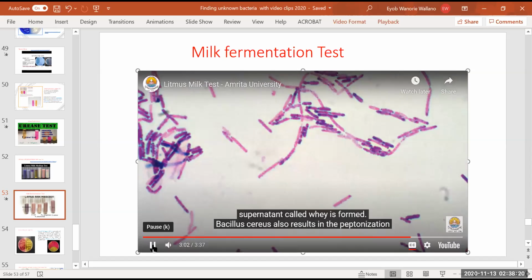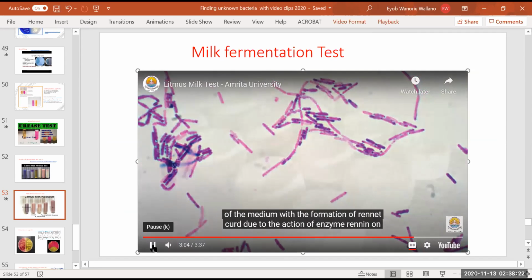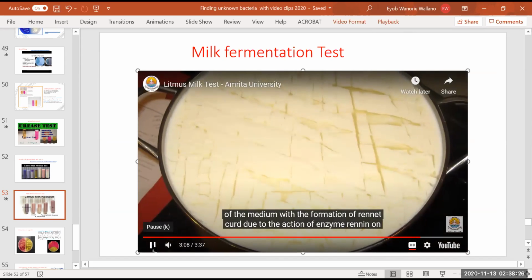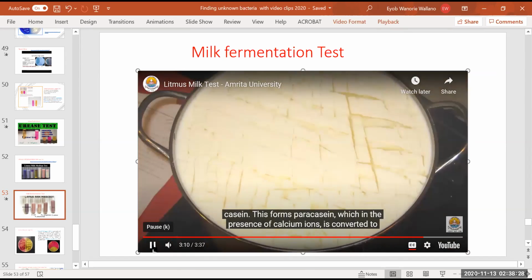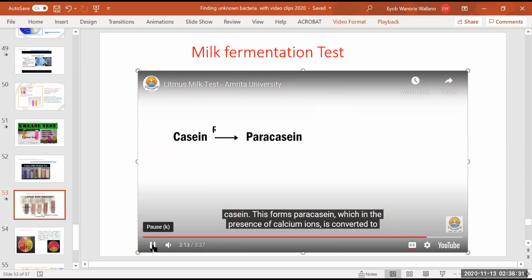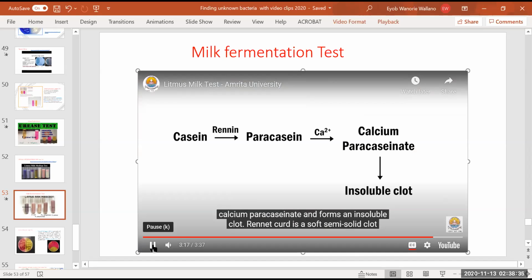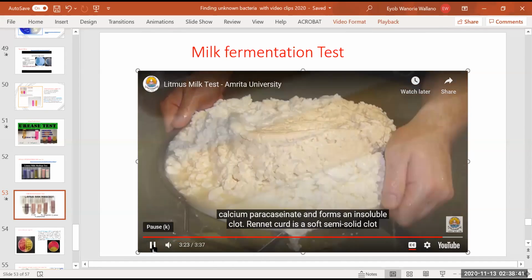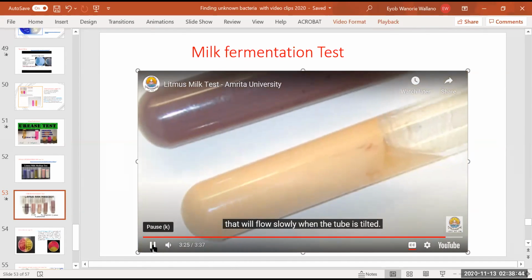Bacillus cereus also results in the peptonization of the medium with the formation of rennet curd due to the action of the enzyme renin on casein. This forms para-casein, which in the presence of calcium ions is converted to calcium para-caseinate and forms an insoluble clot. Rennet curd is a soft semi-solid clot that will flow slowly when the tube is tilted.